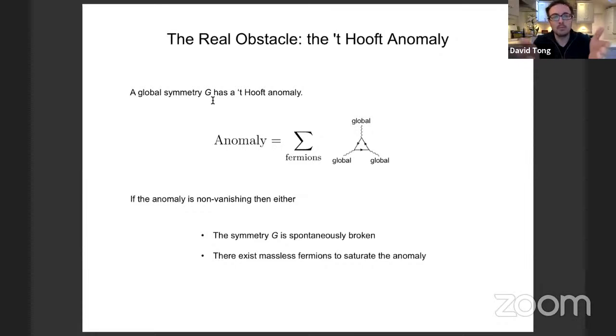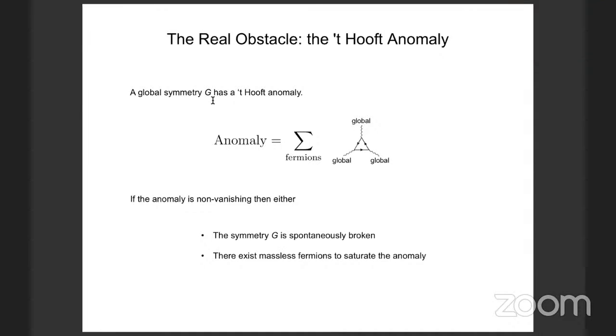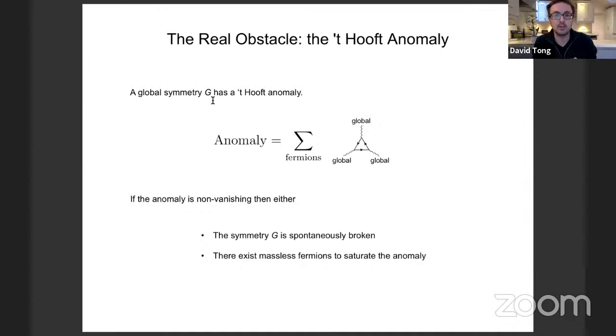All right, so we have a global symmetry. It has a 't Hooft anomaly. What do we know? Firstly, you can't gauge that symmetry. Okay, maybe you didn't want to gauge it. But more importantly, it tells you something about the dynamics of the quantum theory. Because the important thing about this 't Hooft anomaly is that it doesn't change under deformations of the theory that preserve the symmetry. And moreover, it doesn't change under RG flow.